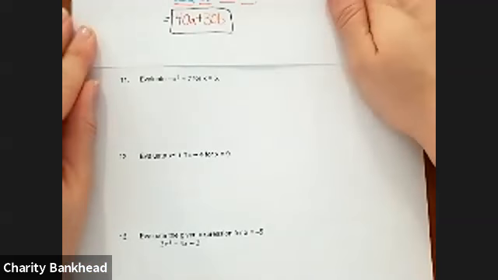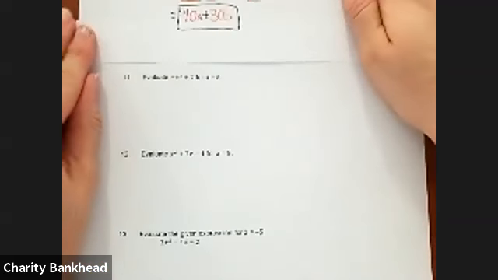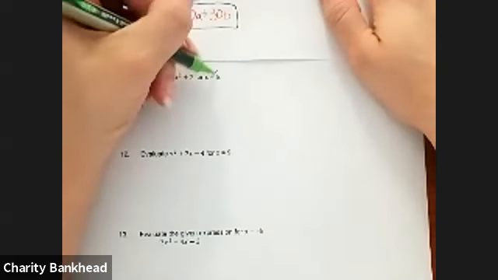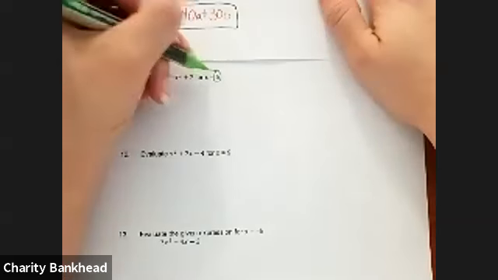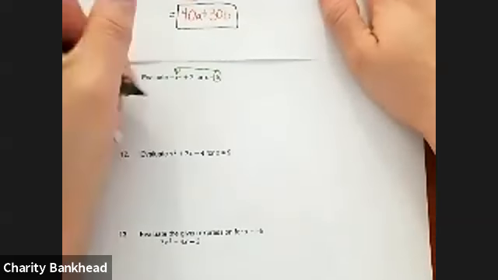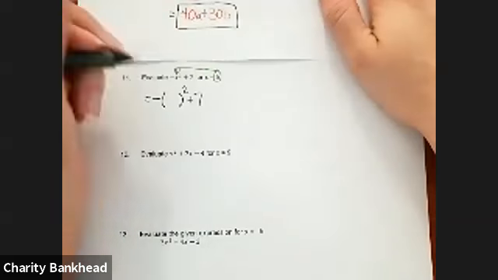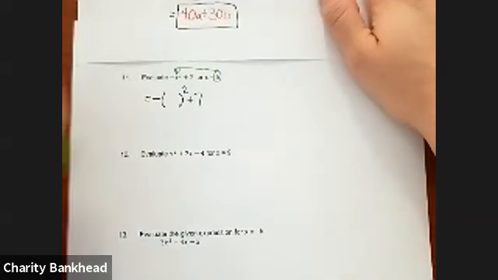All right, number 11 says evaluate negative x squared plus 7 for x equal to 5. So we're going to put 5 in place of the x. So that's going to equal negative parentheses 5 squared plus 7. And then I'm going to simplify that by PEMDAS.